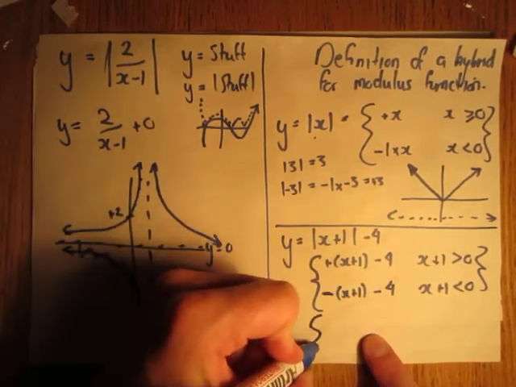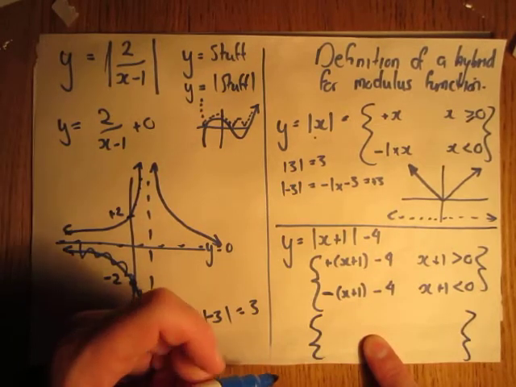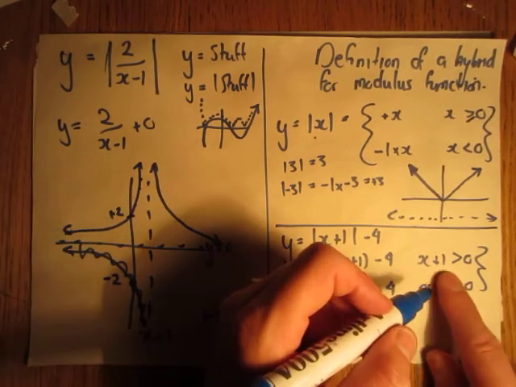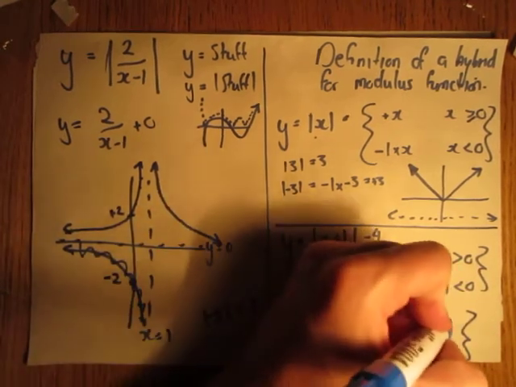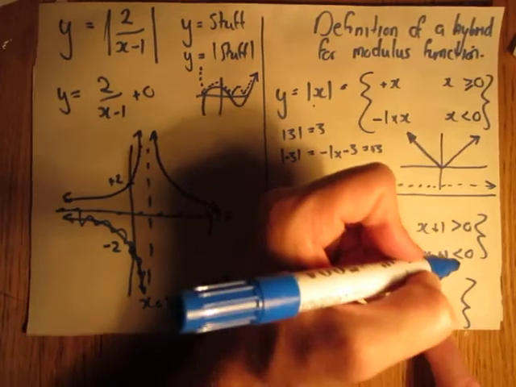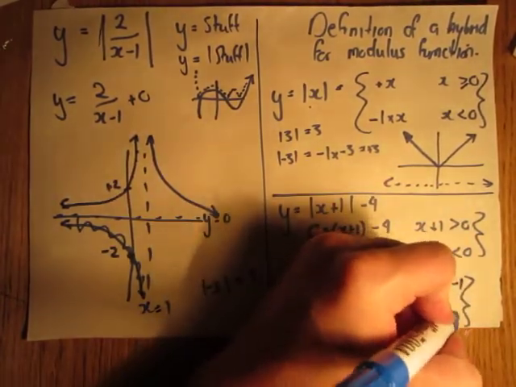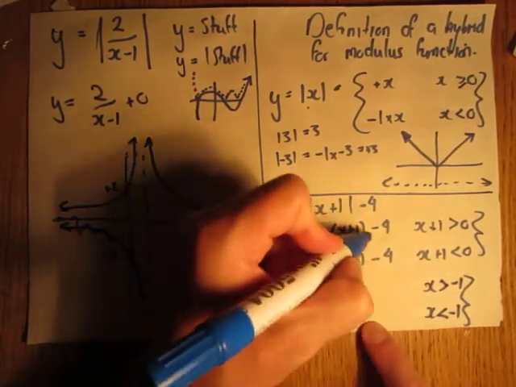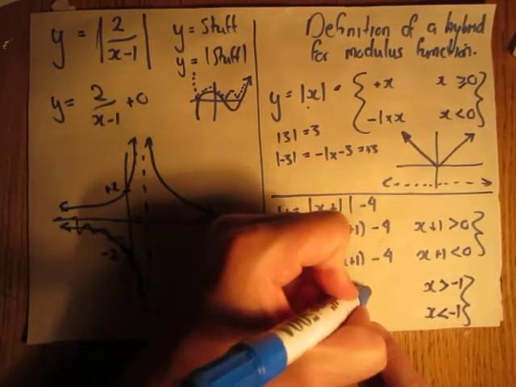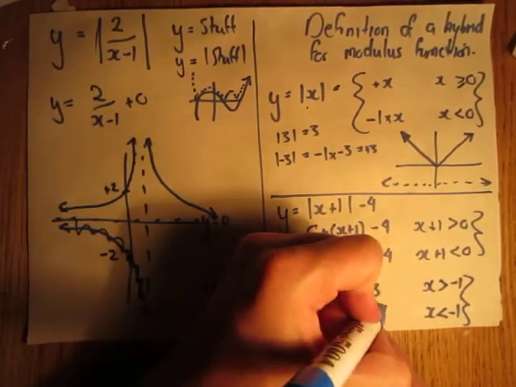Now you just need to tidy that up. I'll show you how to graph one in the second set of videos. So just pretend that's an equal sign, and you just take 1 from both sides. You'll get x is greater than -1, and x is less than -1. Tidying this up is just x plus 1 take 4, which is x take 3, and this becomes -x take 1 take 4, which is -x take 5.